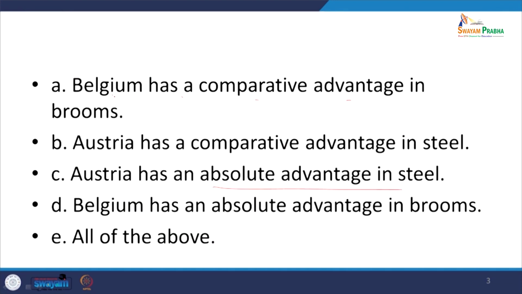So, let us see, Belgium has comparative advantage in broom, this is correct. Austria has comparative advantage in steel, these two we have already verified, these all are correct. So, therefore, all of the above is right. So, this is the right answer.